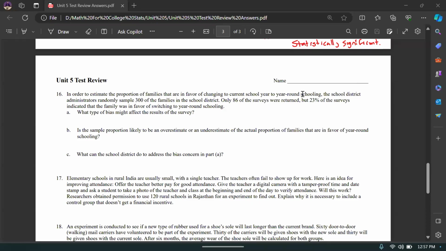Hello again, folks. Welcome to the second part of our Unit 5 test review. We're going to do 5 questions. They are all free response questions, so none of these would be multiple choice. We're going to have to answer them to the best of our ability, just freestyle. So let's start with number 16.